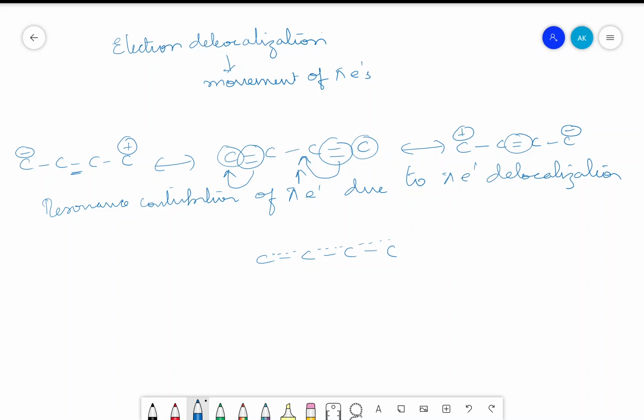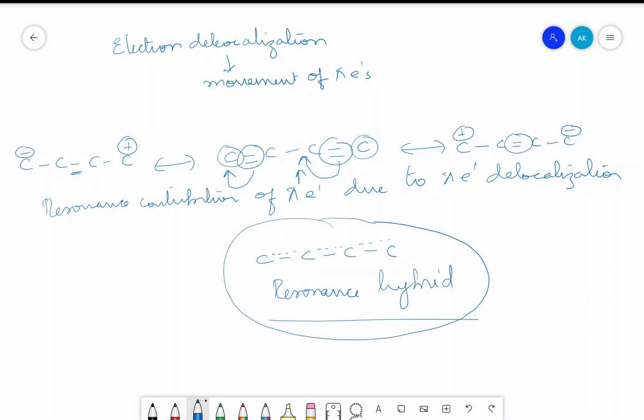And the compound we are actually getting after delocalization of pi electrons is called resonance hybrid. And this resonance hybrid, which is only seen in conjugated type of diene, is due to pi electron delocalization, and is resulting in making your compound more stable. So electron delocalization is actually making your compound more stable. This is what you have to remember.